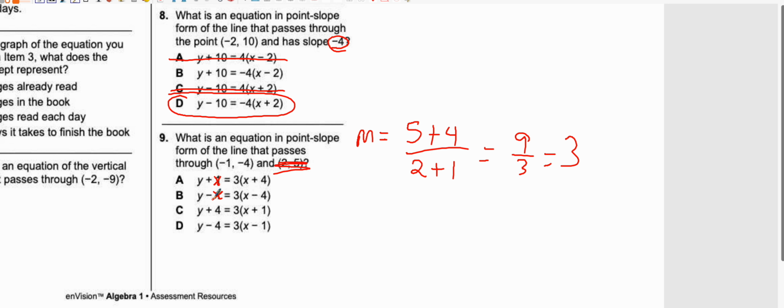That's the 1 and the 1, so it can't be those. And then it can't be, which one? D. Because that's negative. It needs to be positive for the Y, which should be Y plus 4, so it's gotta be C.